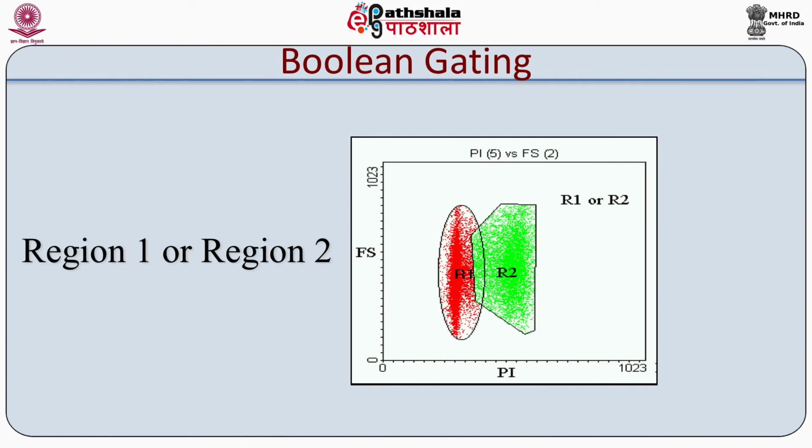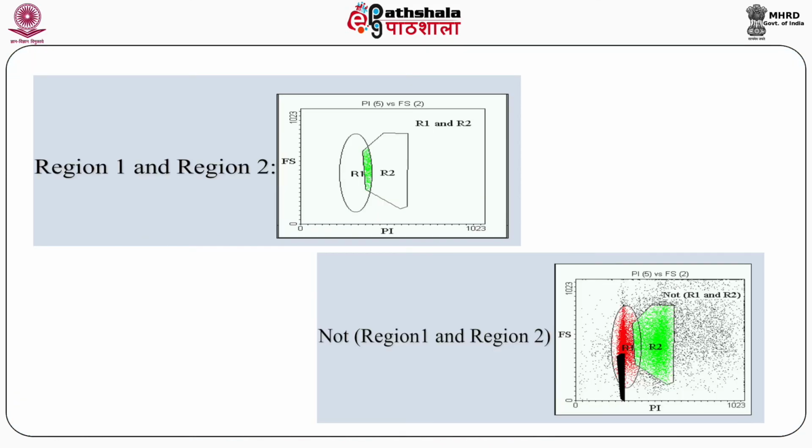And then the OR Boolean gating creates a population that includes all the cells within 2 or more specified gates, and it is removing the remaining events outside these 2 gates. And the AND Boolean gating creates a population of the area which overlaps between these 2 gates, as shown. The common region between R1 and R2 is an AND gate. Now, gates must have some area of overlap to create an AND Boolean gate.